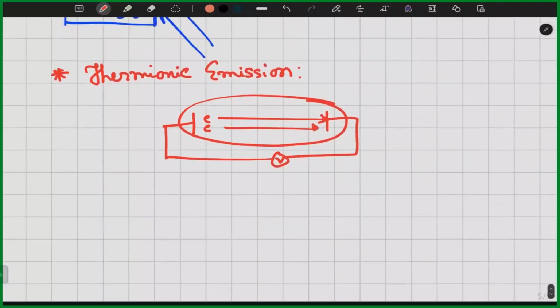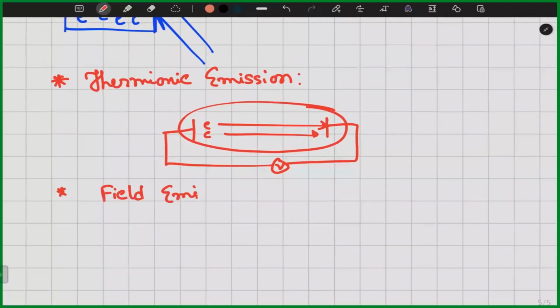Similarly, there are other types like field emission. If a strong electric field is provided, then also the electron can escape from the metal, and we can have a flow of electrons. Here the order is 10 to the power 8 volt per meter. If an electric field of this order is provided, then we can have the flow of electrons. This is called field emission.